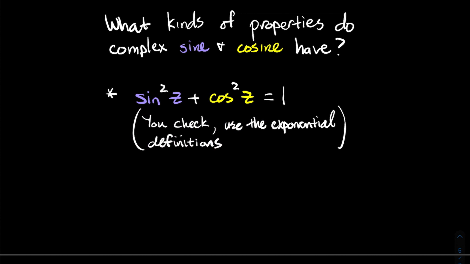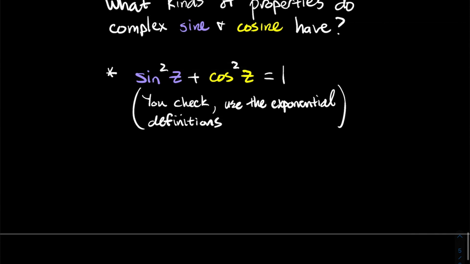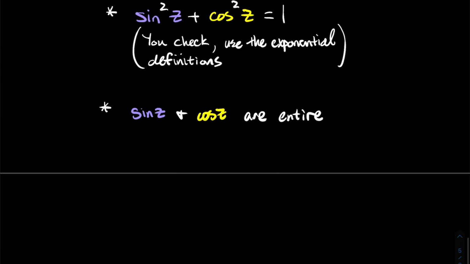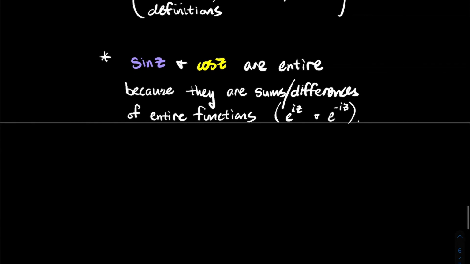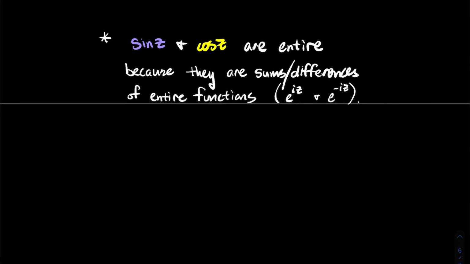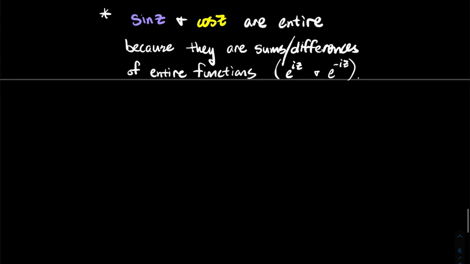And you could check that out. I'd suggest that you use the exponential definitions to try to see when you square those and add them together that you get 1. Sine of z and cosine of z are both entire functions. Remember, that meant that they're holomorphic everywhere or analytic everywhere. And the reason for that is because they're sums and differences of entire functions. So e to the iz and e to the minus iz are both entire. So when you add them together or scale them by a complex number, you still get something that's entire.